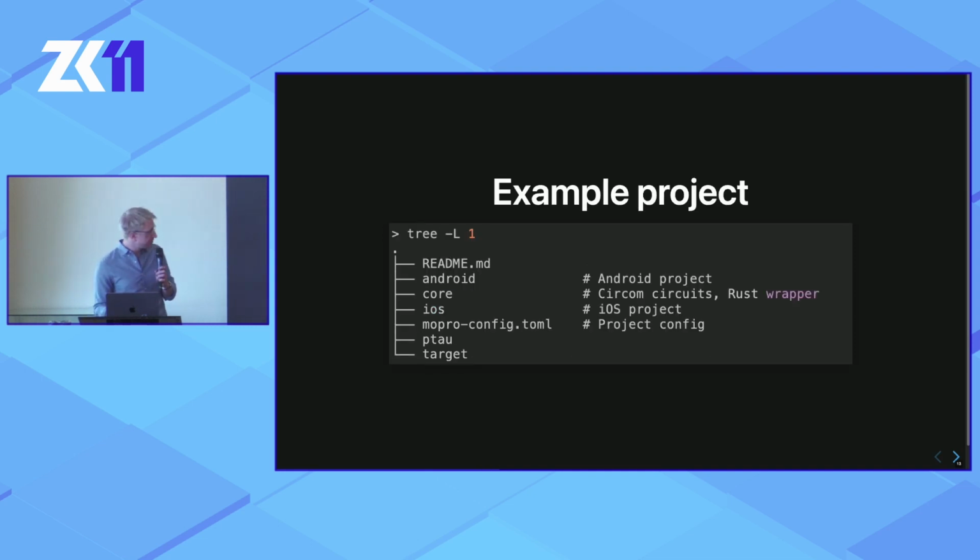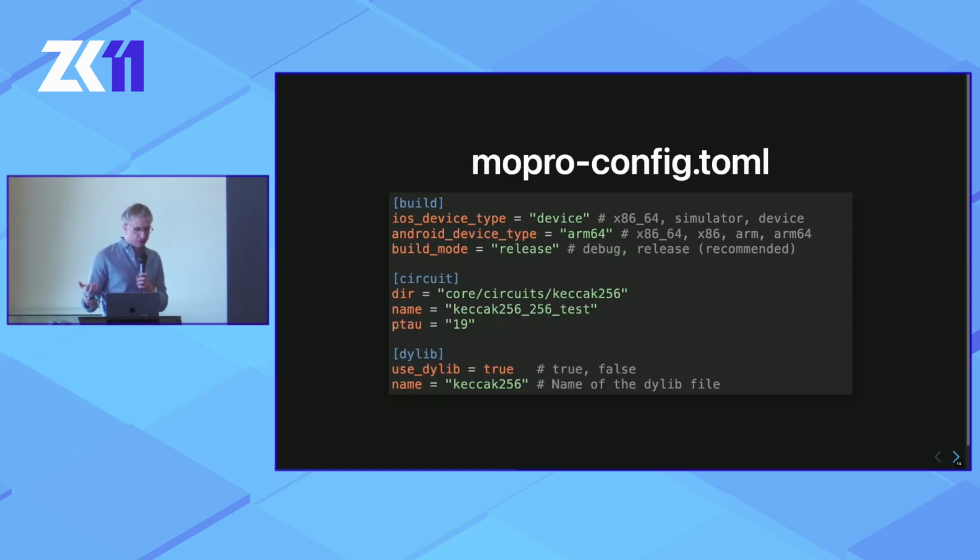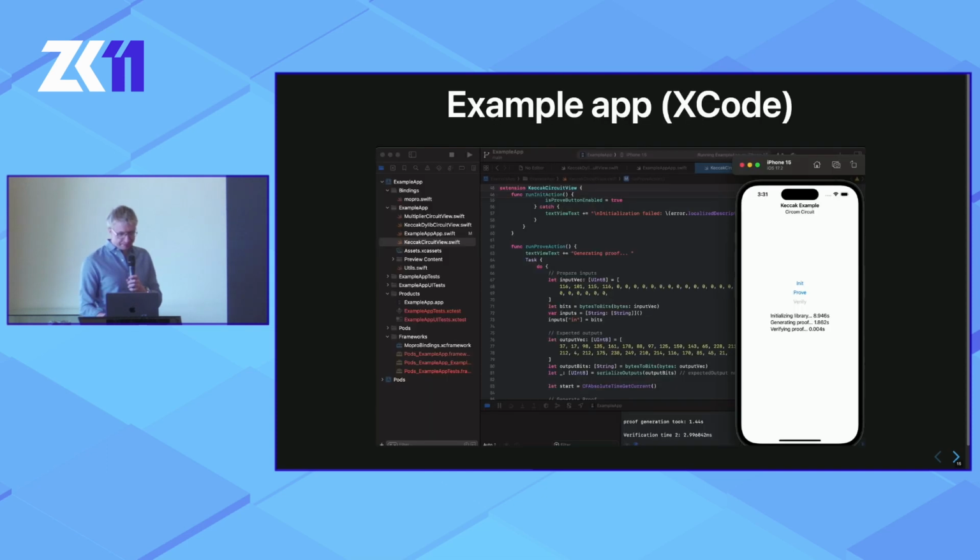And just briefly, this is roughly what it looks like. You have a core with your circuits, some Rust wrapper, and then iOS and Android specific stuff, as well as a config. And the config just allows you to have a bit of control in terms of the architecture that you are targeting, or if you want some debug information, as well as what circuit you're using and trust setup and so on.